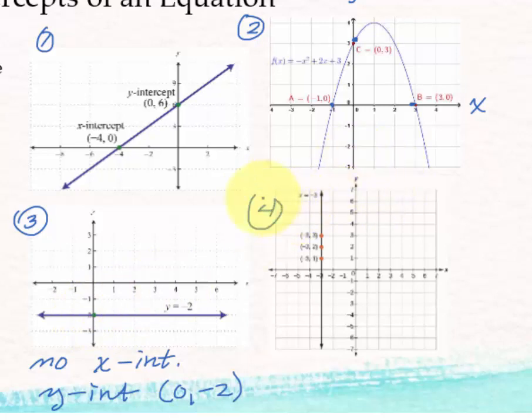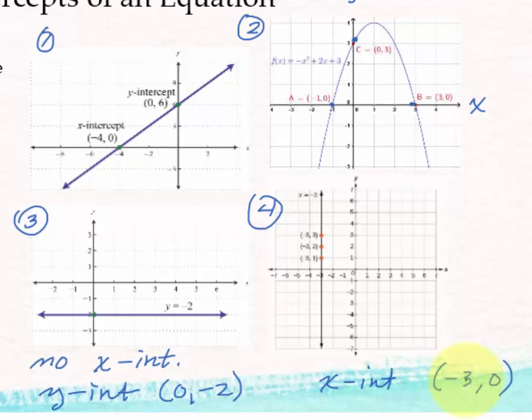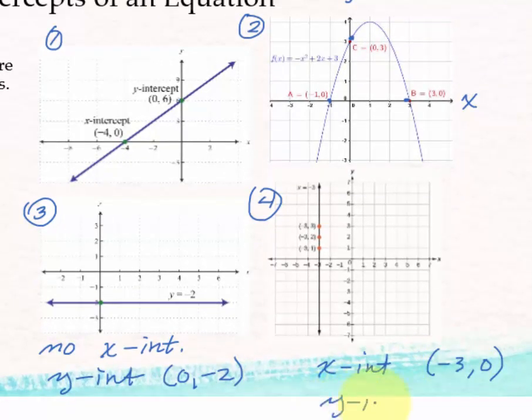For the last graph, number 4, we have a vertical line given. It's crossing the x-axis at -3, so the x-intercept would be at (-3, 0). And notice I'm not just writing -3, I'm writing the intercept as an ordered pair. Do we have a y-intercept? Does this particular vertical line ever touch the y-axis? And that would be no, it's running parallel to it. So in this case, we have none.